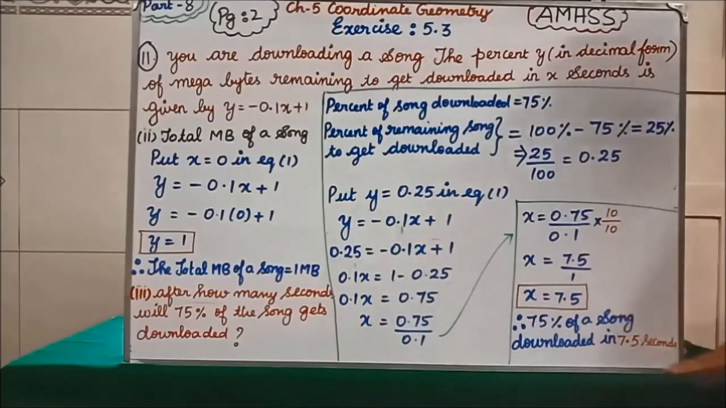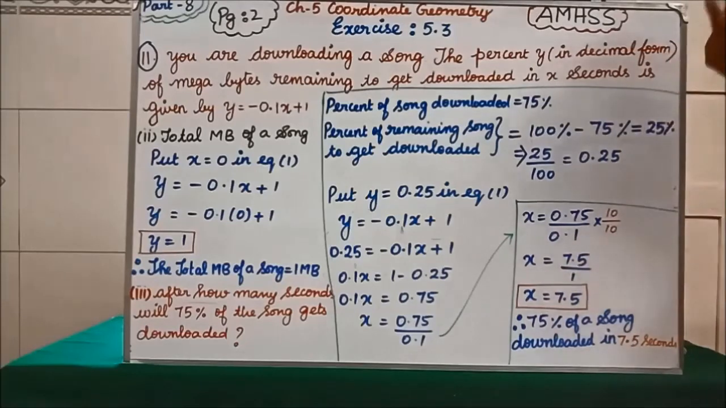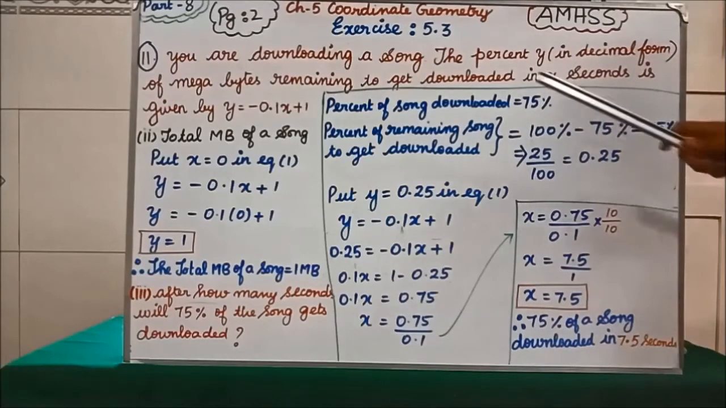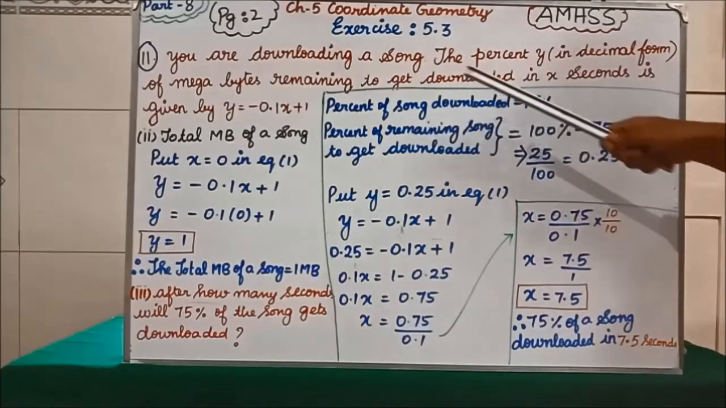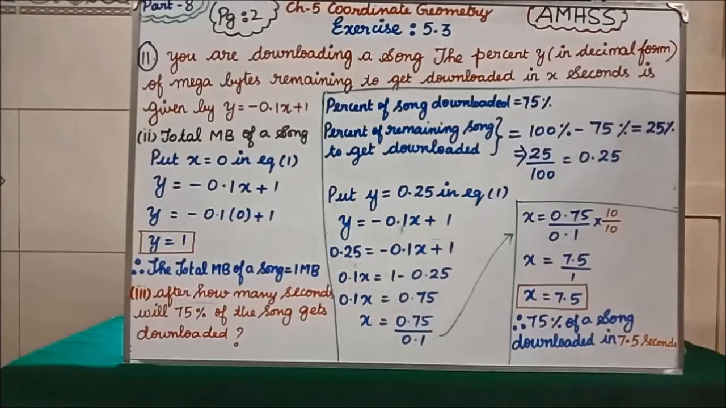Clear? Therefore, 75% of the song is downloaded in 7.5 seconds. Okay, x denotes what? Time. Y denotes what? The remaining song to get downloaded. Clear? So only the percentage of remaining song to get downloaded we are taking as y. Clear students? This problem is very important. So listen to it carefully. Clear? Now next, the fourth subdivision we have to do. We'll do it now.